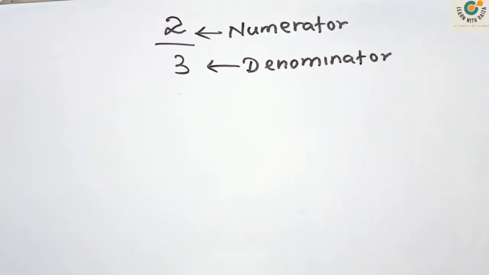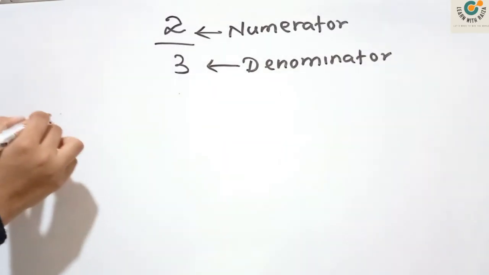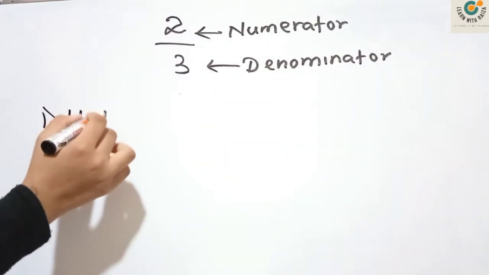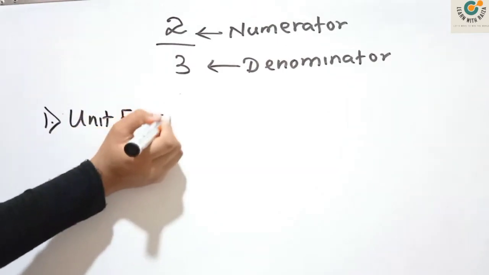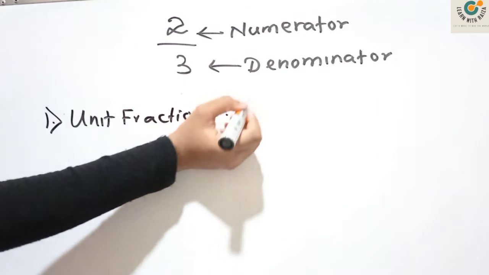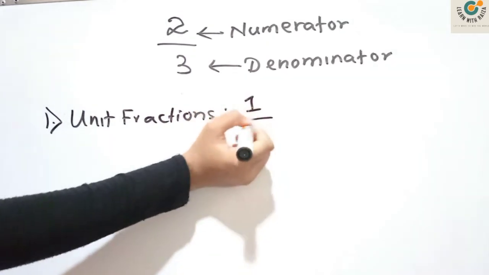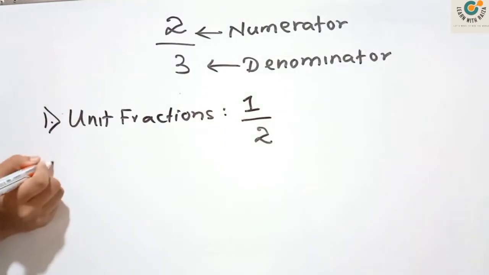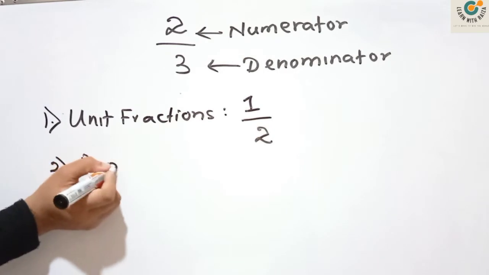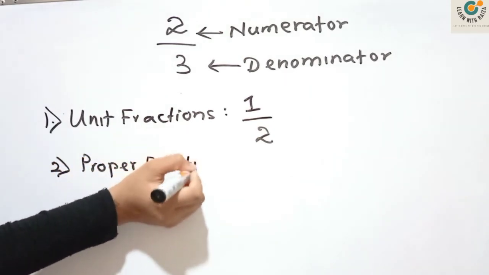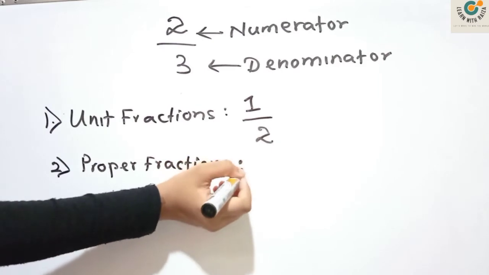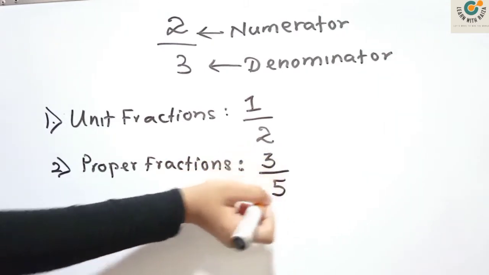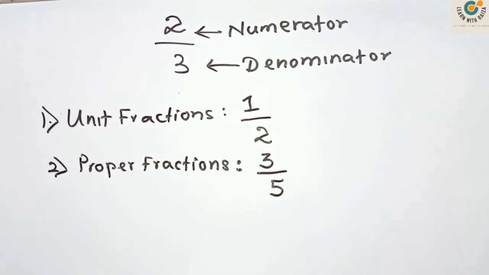And the other basic thing you have to know, which you learned in grades 7 and 8, is that there are types of fractions. The first type is the unit fraction. Unit fractions have a numerator of 1 and any denominator greater than 1. That is a unit fraction. The second type you should know is the proper fraction. Proper fractions are fractions whose numerator is less than the denominator.